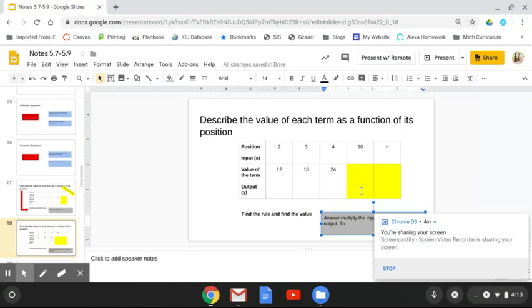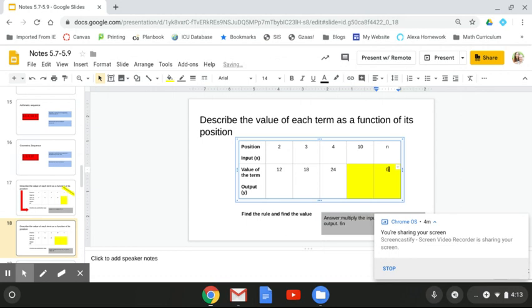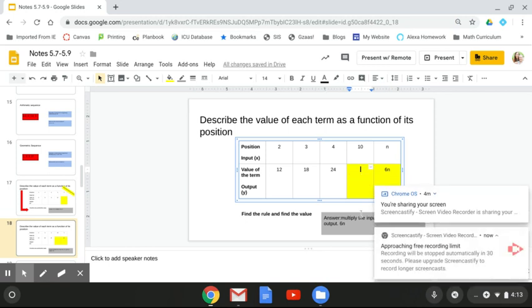So that's the rule. When it says find the value, it wants you to write what the output would be when n was 10. So I'm going to write the rule here, that's 6n that I talked about. And when n was 10, what would that be? Well, if I multiply by 6 every time, 10 times 6 is going to be 60.